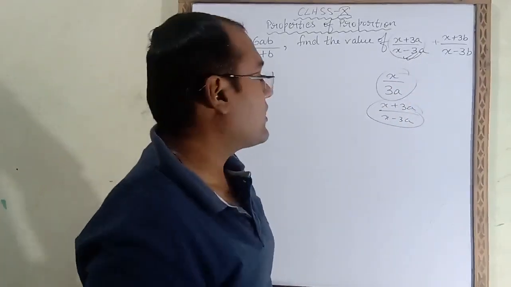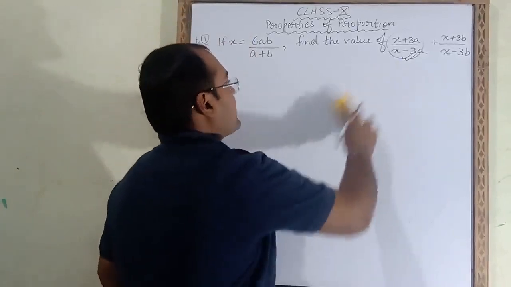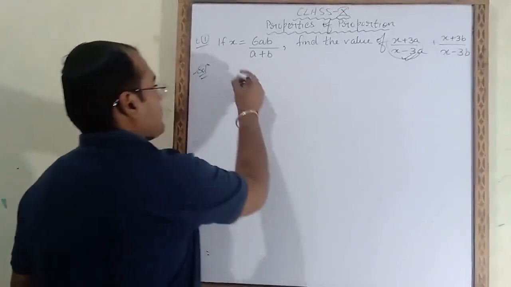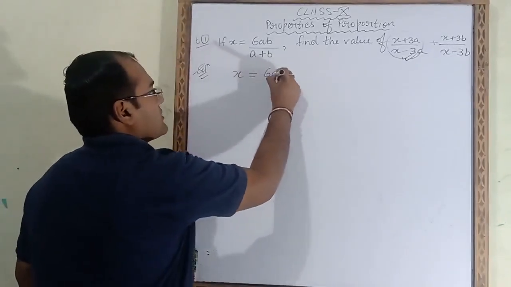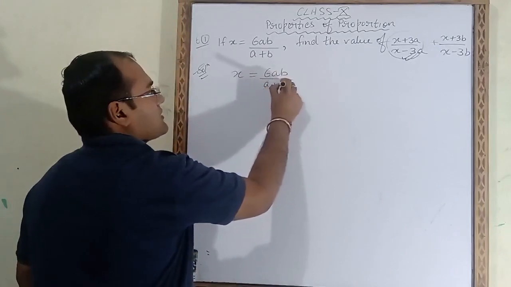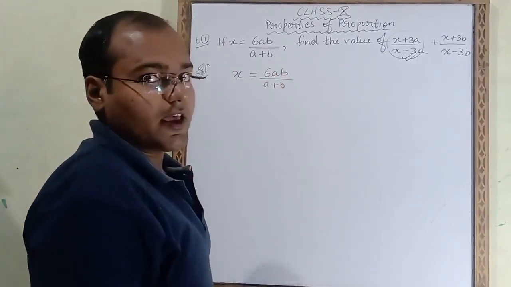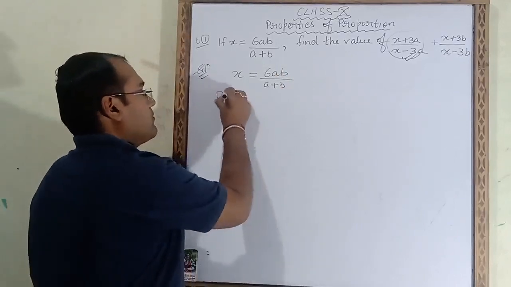So what you have to do here is, first of all, we will take the help of this which is given in the question. Question is x is equal to 6ab upon a plus b. Here we have to divide both sides.